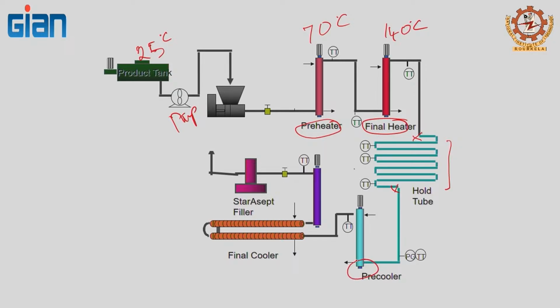Then it comes to the pre-cooling system, the final cooler, and then you are going to aseptically package the product under those conditions. So, this is a very overall schematic of the aseptic processing system. Later on we will talk about microwave and ohmic heating, and you will see that the concept looks very similar. You are going to have a raw material tank, your holding tube, your cooling heat exchangers, and then the aseptic filler.